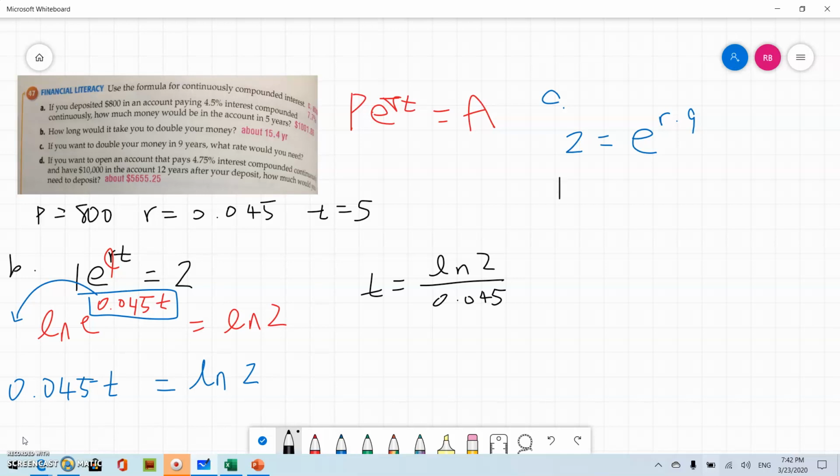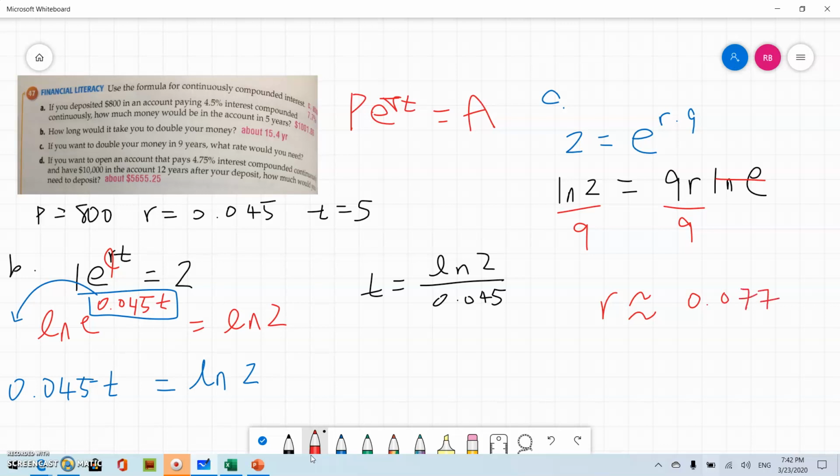So then we, again, take natural log to each side, and then 9R ln E. Do you see how I'm continuing to skip? So this becomes 1, and then divided by 9. So R has to equal about, it will probably give you 0.077. That's why the answer says about 7.7%. Okay, so if you just write 0.077, that's fine too.